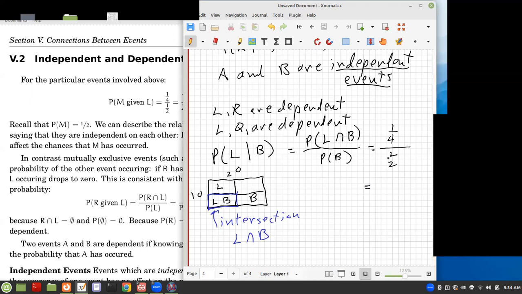Now, if you remember your fractions, this is 1/4 times 2 over 1, because when you divide fractions, the rule is that you flip them over. That's one way to think about it. So that's equal to 2 over 4, which equals 1/2. So the probability of the left given B equals 1/2.